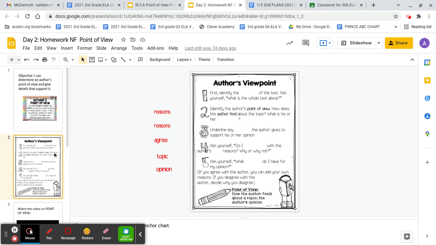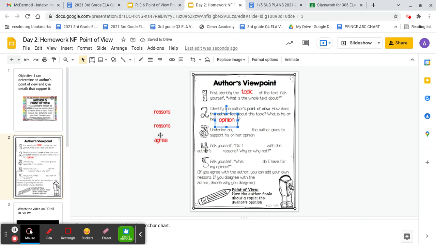So when we think about author's viewpoint or author's point of view, first we need to identify the topic of the text. We ask ourselves, what is the whole text about? Then we identify the author's point of view. How does the author feel about the topic? What is his or her opinion? Everybody has an opinion, what they feel about something.